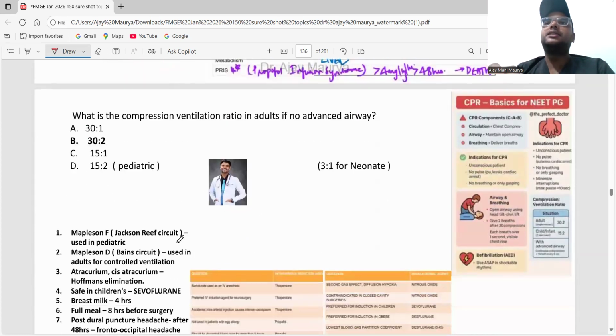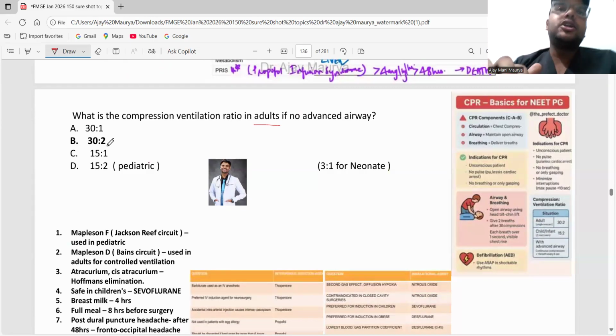Next one is the CPR. You have to know the CPR for that one. They asked about the ventilation ratio in adults. It is 30 to 2, you have to know.